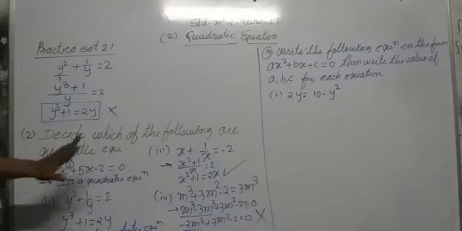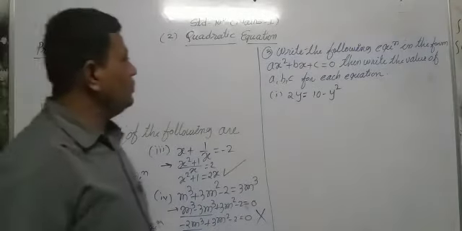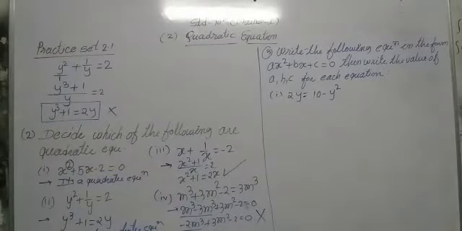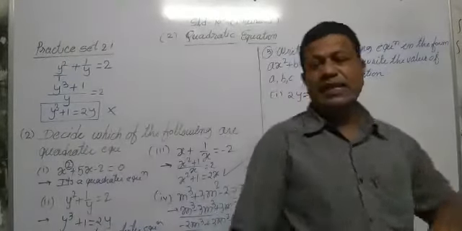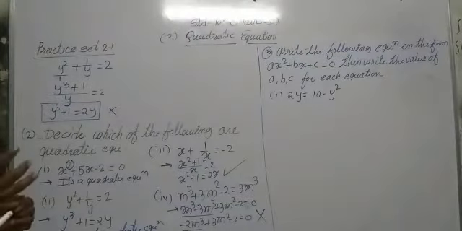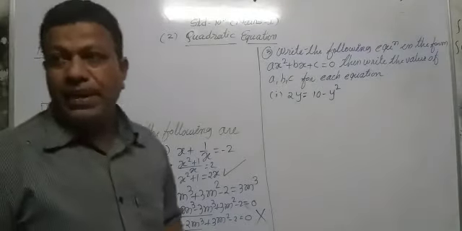Decide which of the following are quadratic equations. Now, third example. What is the third example here? Write the following equation in the form ax square plus bx plus c is equal to 0, and then write the value of a, b and c for each equation. म्हणजे खाली ज्या इक्वेशन दिलेल्या आहेत या एक्झाम्पल्स आपल्याला कसे लिहायचे आहे क्वाड्रेटिक इक्वेशन होत्या त्या कोणत्या फॉर्म मध्ये लिहायचं आपल्याला ax square plus bx plus c and then find the value of a, b, c.